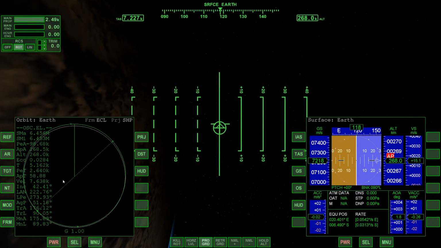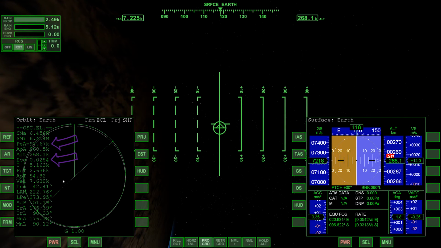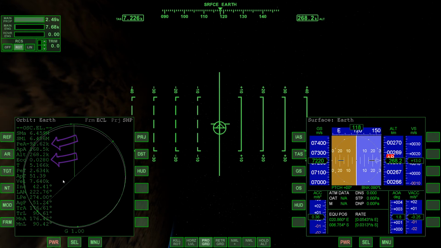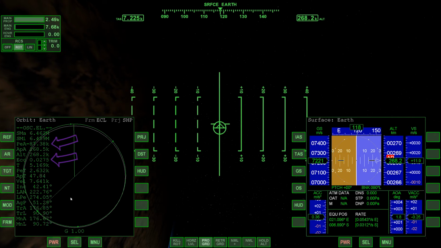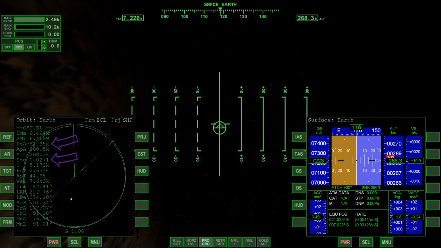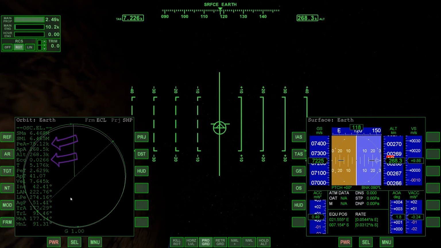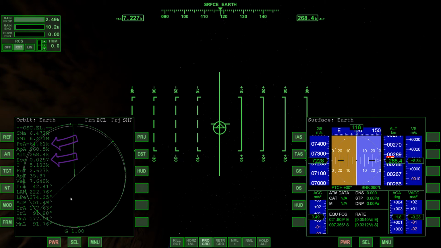All right, so here's 60 seconds. I went way past my mark. I'm going to go ahead and engage the thrusters. The thrusters are on. And you can see this number start to come down here. Now watch the periapsis number, folks.